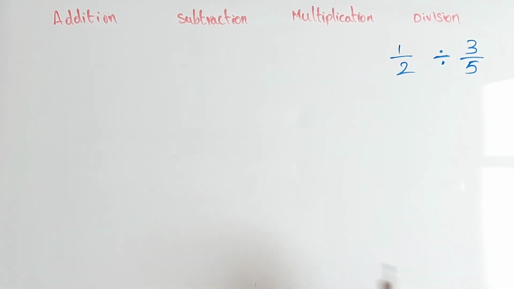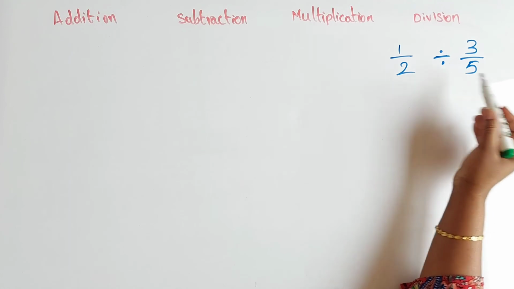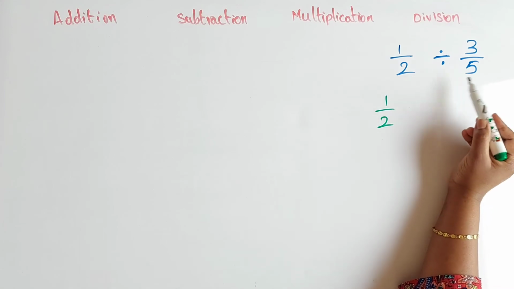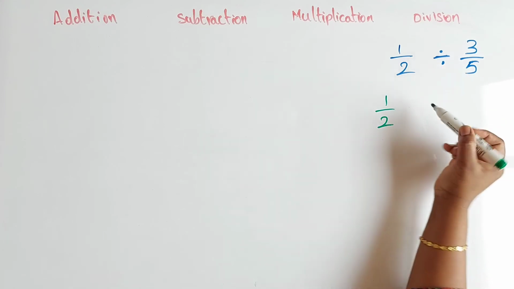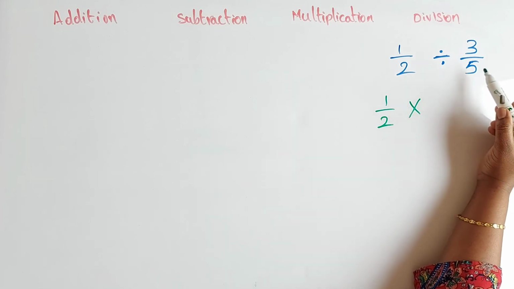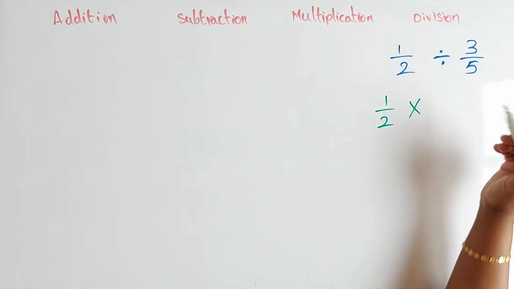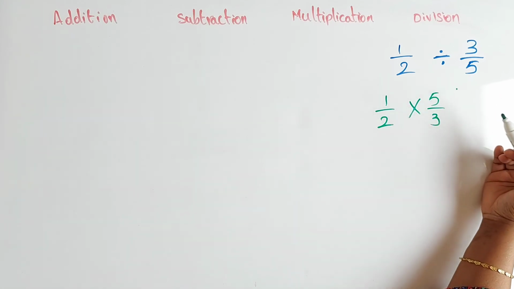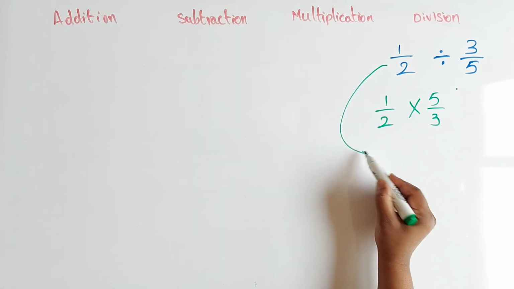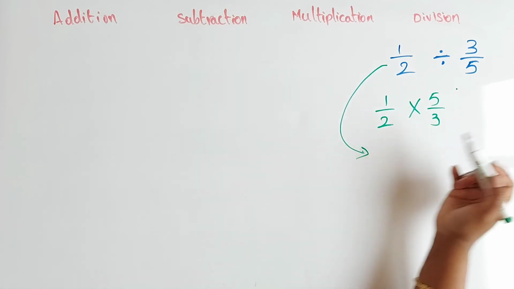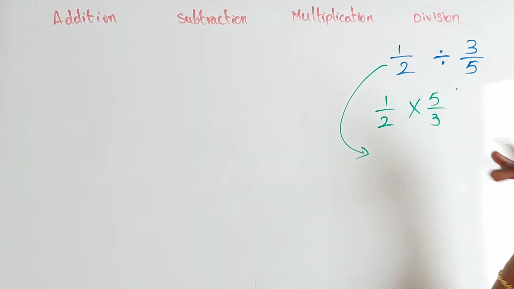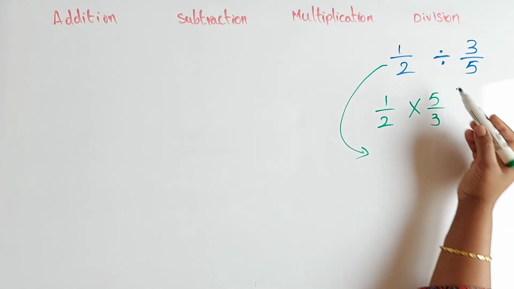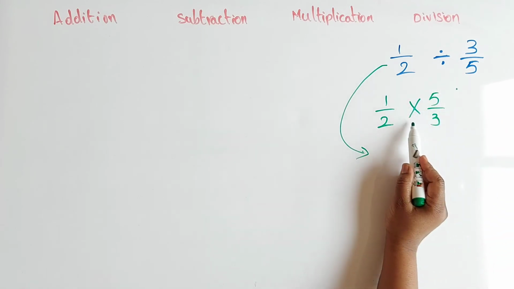Now division of two rational numbers, children. Here we are dividing 1 by 2 with 3 by 5. 1 by 2 I am writing as it is. When you are dividing two rational numbers, the division symbol will be multiplication symbol, and the second rational number will be the reciprocal, that is 5 by 3. It is very easy concept, children. You have to write the first rational number same as it is, 1 by 2, and the second rational number change it into reciprocal, that is just invert the fraction. 3 by 5 became 5 by 3 here, and division symbol will be multiplication symbol.